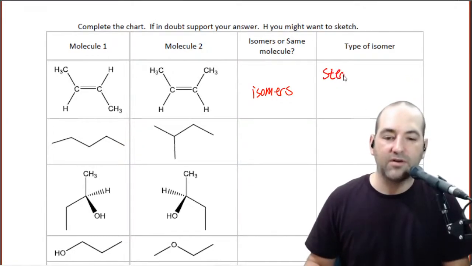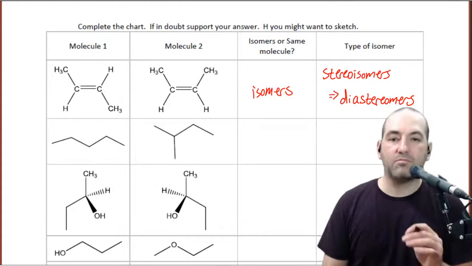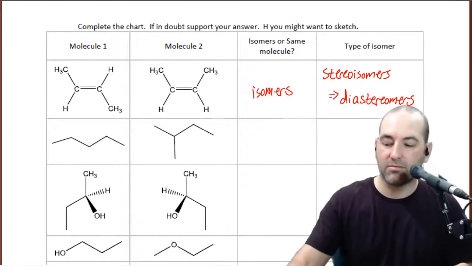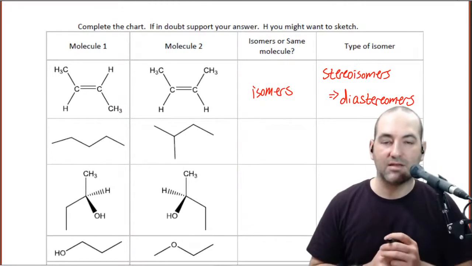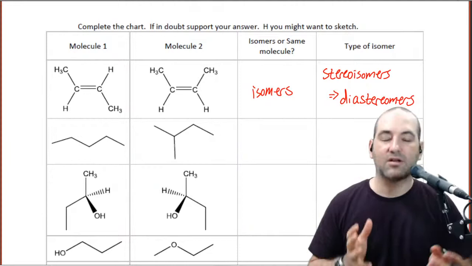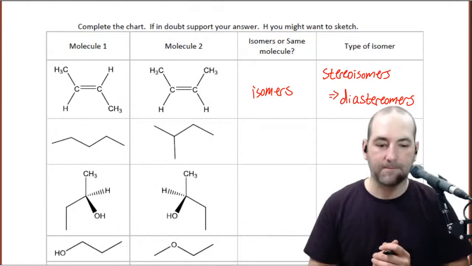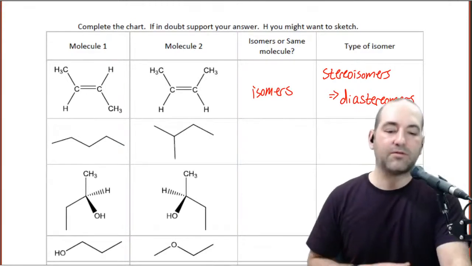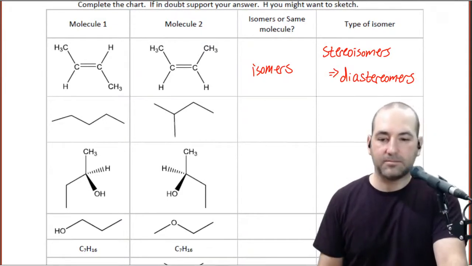So these have a different name, and that name is diastereomers. So enantiomers are mirror images that are not superimposable. Diastereomers are other kinds of stereoisomers that are not exact mirror images. So other kinds of stereoisomers. And we'll see some more examples of this when we get more into the carbohydrates, because this is really what makes carbohydrates different from each other.